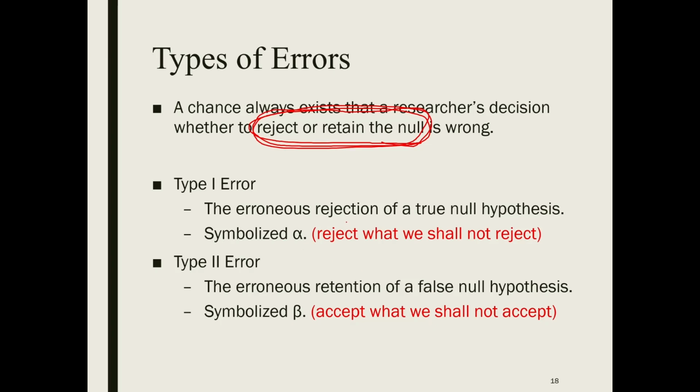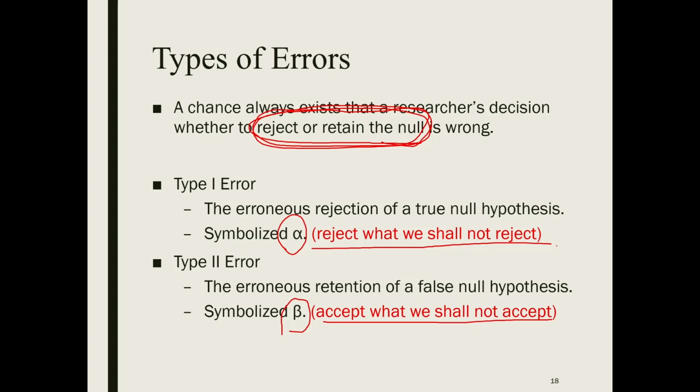Now, I think this is so complicated. I like plain language. So the type 1 error, usually symbolized as the alpha error, would be rejecting what we should not reject. If it turns out we reject the null hypothesis, but the truth is that we should not reject the null hypothesis, then we were making a type 1 error. The type 2 error, or the beta error, is accepting what we shall not accept. If we accept a null hypothesis that we're supposed not to accept, then we were making a type 2 error.